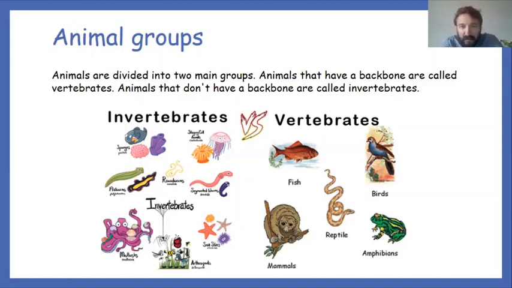There's a little selection there of some mammals, reptiles, birds, and fish. All have backbones, whereas we have some flatworms, roundworms, mollusks, and jellyfish there that are invertebrates, which means they don't have a backbone.